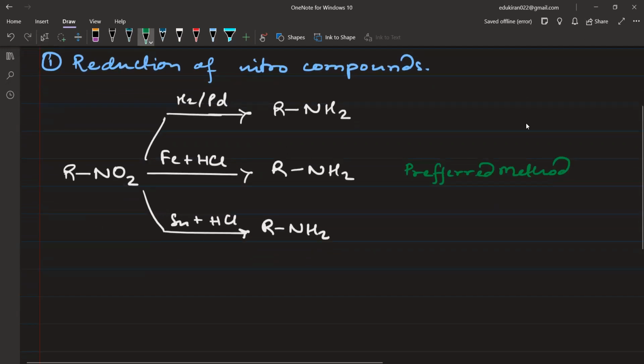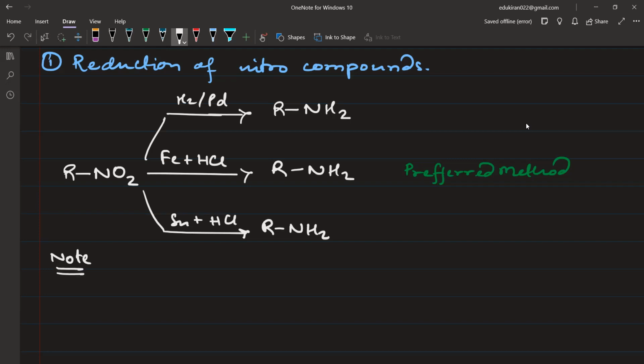Why is it the preferred method? Because if you have Fe plus HCl, one of the byproducts will be FeCl2, and FeCl2 can be easily hydrolyzed with water, and FeCl2 will in turn give HCl. So starting you need to use very little HCl, because whatever byproduct you are getting will be reconverted to HCl. Okay, so please write here.